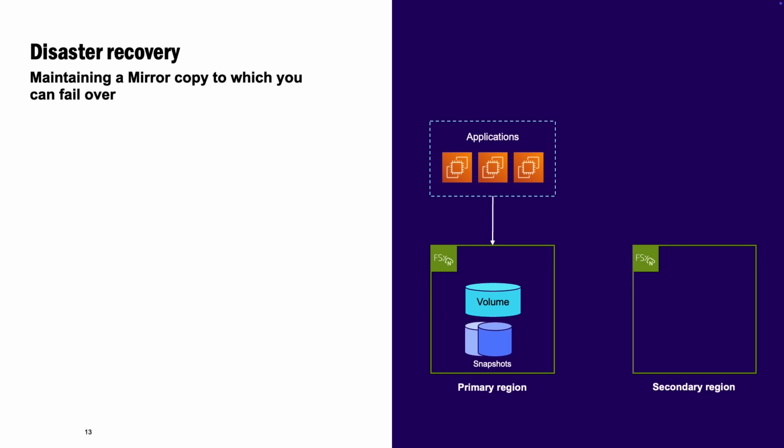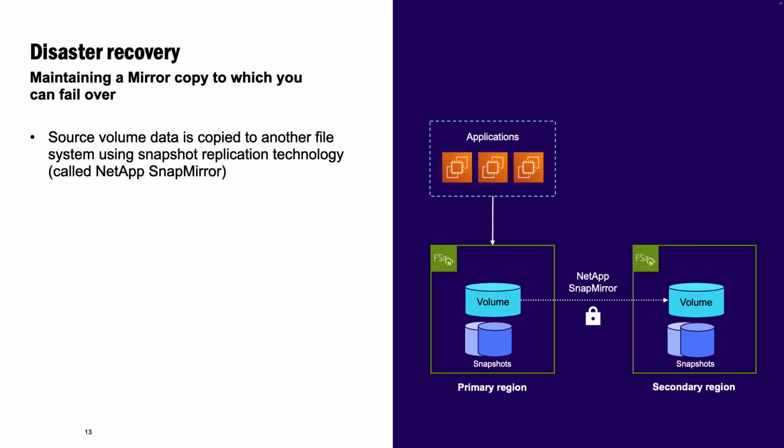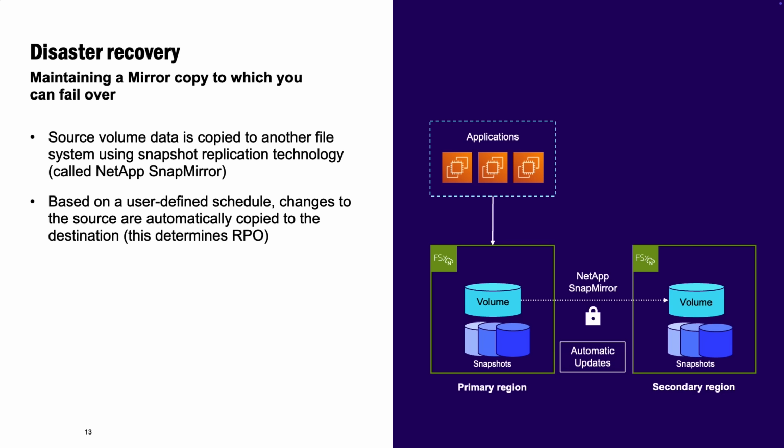When implementing disaster recovery, source volumes are copied to another FSx for ONTAP file system located in the same or in a different region, creating a mirror copy of the volume using NetApp SnapMirror, a built-in replication engine. The mirror copy is asynchronously updated based on a user-defined schedule. Manual updates can be performed as well. The schedule configured ensures that the mirror copy is automatically updated and determines the recovery point objective, RPO.